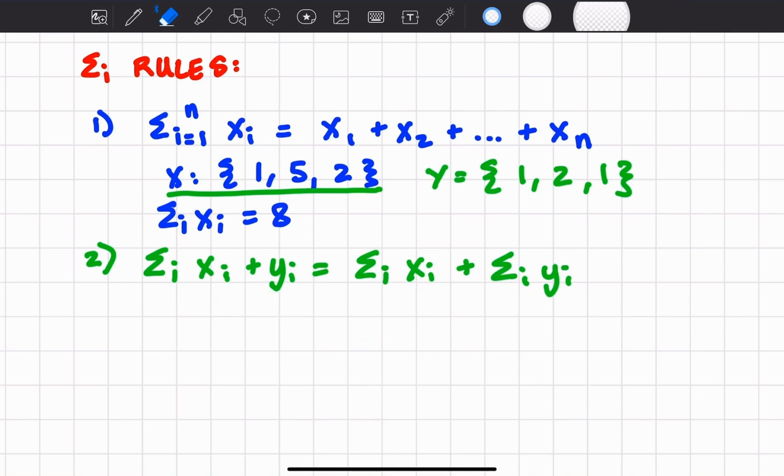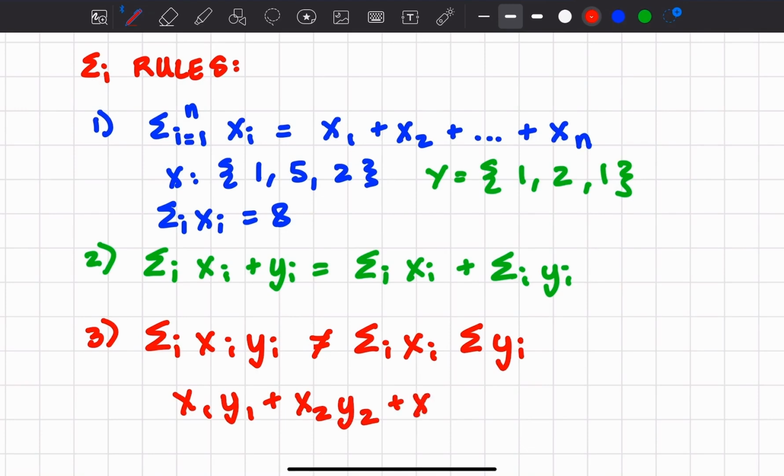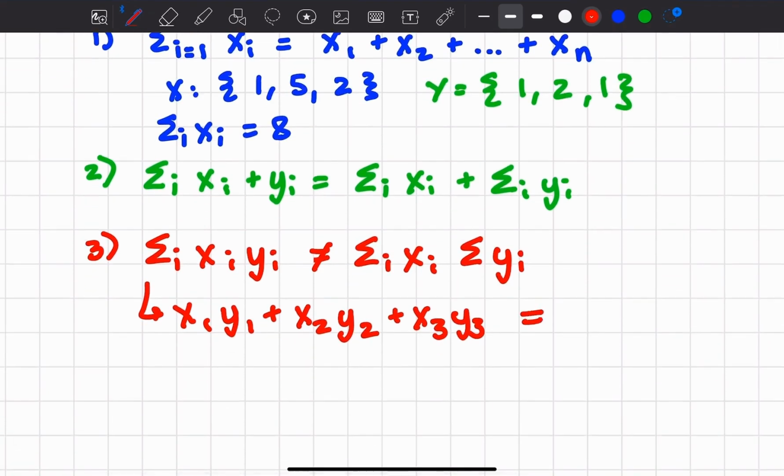One more rule. Okay, the third rule is that the sum of xi times yi will not generally be equal to the sum of xi times the sum of yi. So if that was true, that would say that x1 times y1 plus x2 times y2 plus x3 times y3, so that's what this is equal to, would be equal to, I'll say it's not equal to, summing up the x's and multiplying that by summing up the y's. So it's not going to be equal to x1 plus x2 plus x3 times y1 plus y2 plus y3.